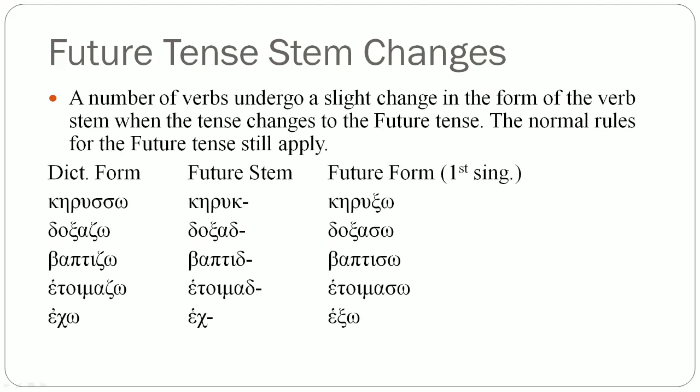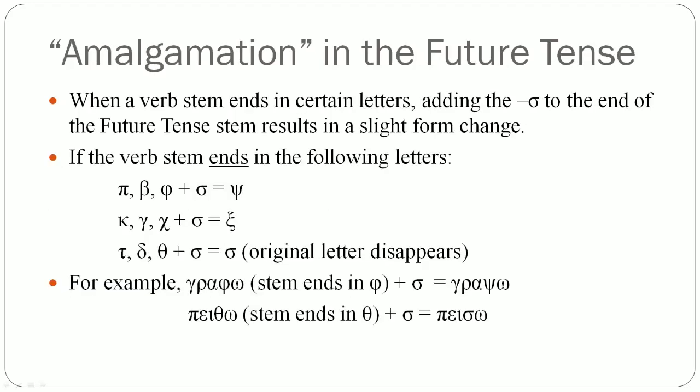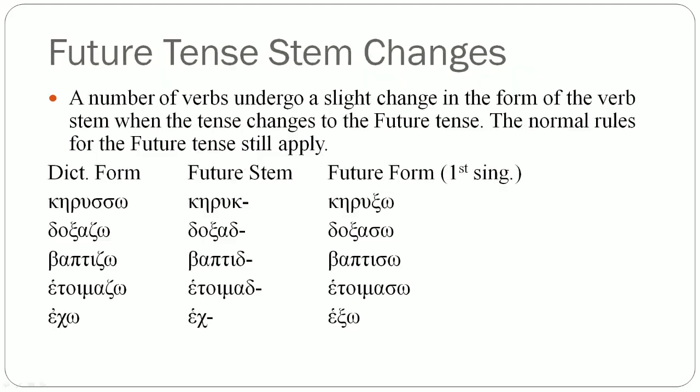You still put a sigma on the end of the stem, and if any amalgamation is going to happen, we go to any of these letter combinations that change. Those all apply to these stem changes. So let's have a look at some of these stem changing futures. First word there is keruso. This is the Greek word for I preach or I proclaim.